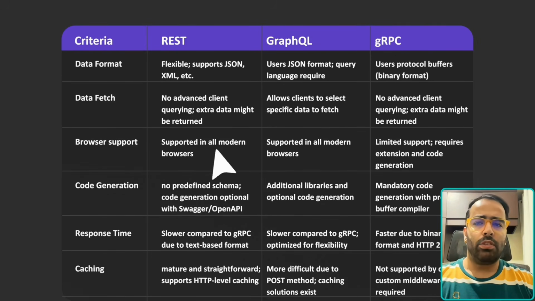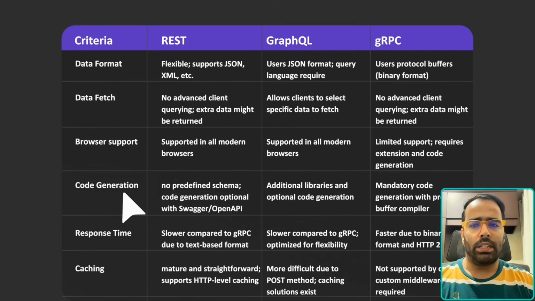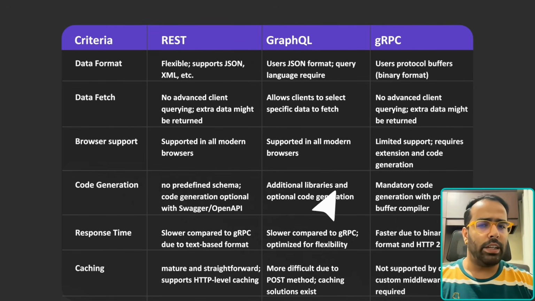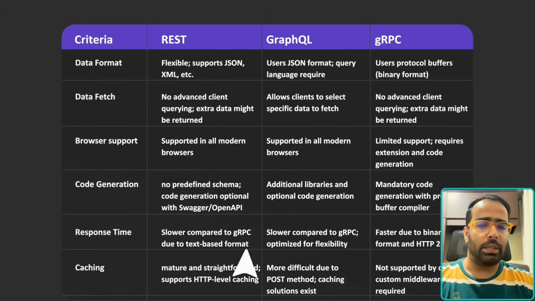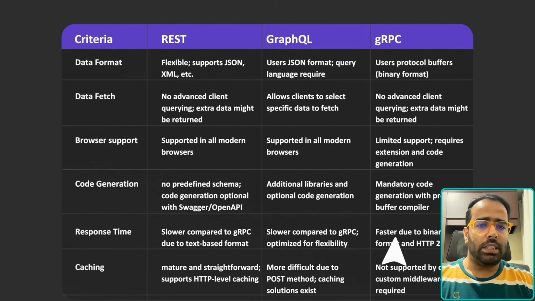So REST and GraphQL are supported by all the modern browsers, but gRPC have limited support. It might need some extensions. Code generation, it can be generated via Swagger or OpenAPI. GraphQL, almost they need some additional libraries, but they are readily available. But in gRPC, mandatory code generation with protocol buffer compiler. Response time slower compared to gRPC because of text format, because we have JSON and all other things. But gRPC is faster due to binary format and HTTP2.